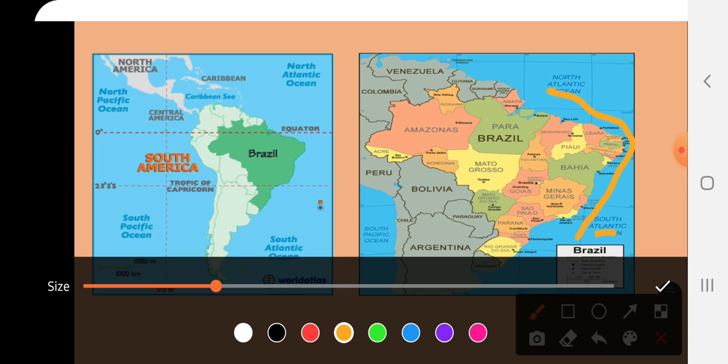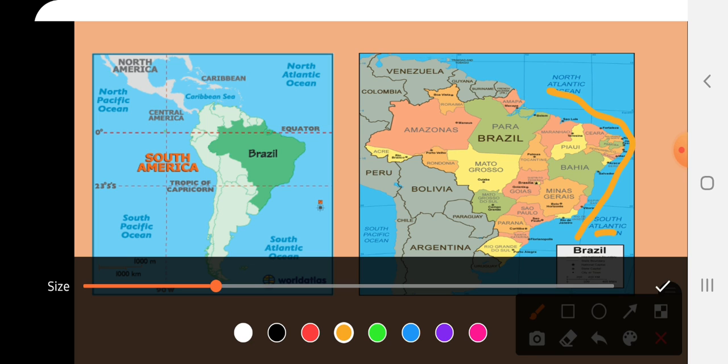Again, Brazil has maximum highlands. Highlands are typically elevated plateau lands. High means the land which is up, the elevated one. So that is one typical thing which we find in Brazil.